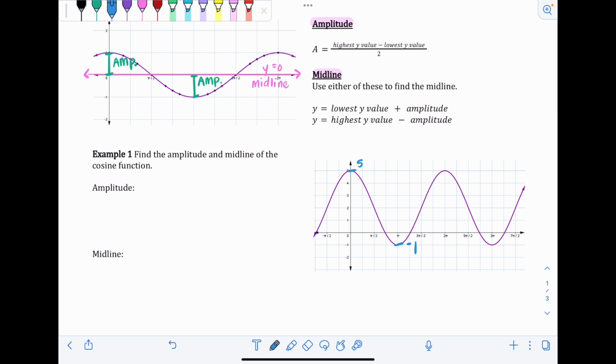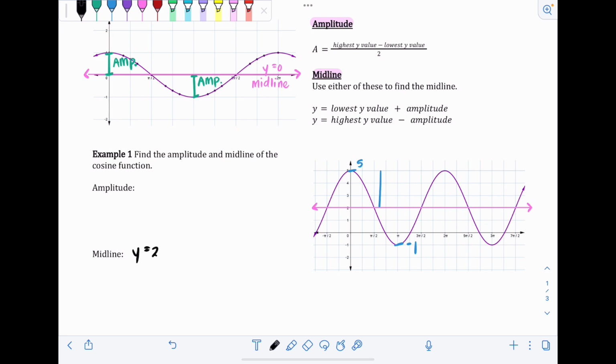To go from 5 down to -1, it's going down 1, 2, 3, 4, 5, 6 units. So halfway would be 3 units down. And so that gives us a visual of where we could draw the midline. It would be right here at y = 2. So our midline is y = 2.